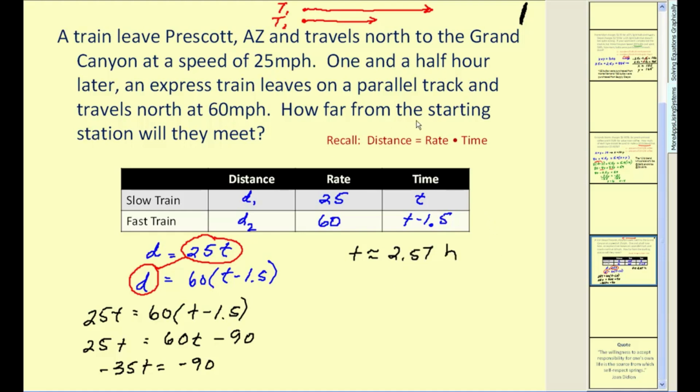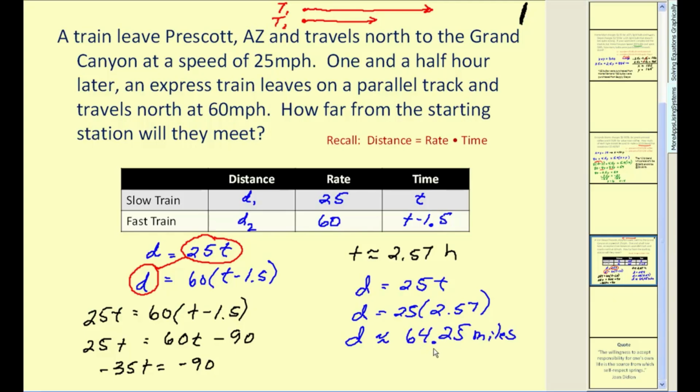Now the question asks how far from the starting station will they meet? So this is not the answer we're looking for. To find the distance, we have to pick one of these equations and replace t with 2.57. Let's go ahead and use the first equation. Multiplying here, we're going to get approximately 64.25 miles. So after 64.25 miles, these trains will be in the same position at the same time.